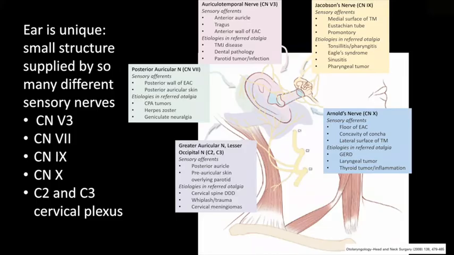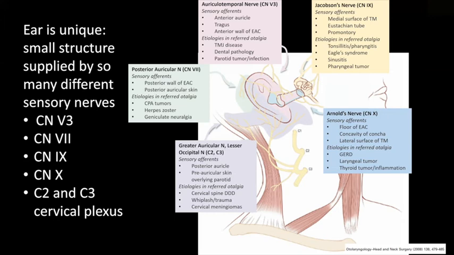So the ear is unique in that it is a small structure supplied by many sensory nerves. There are 6 nerves total, including 4 cranial nerves and 2 cervical nerves. And all of these nerves converge onto the ear, and all of these nerves also receive sensory innervation from a number of other structures in the head and neck. And the theory is that the central nervous system gets confused about the location of the source of pain, and the pain from a distant source gets referred to the ear.